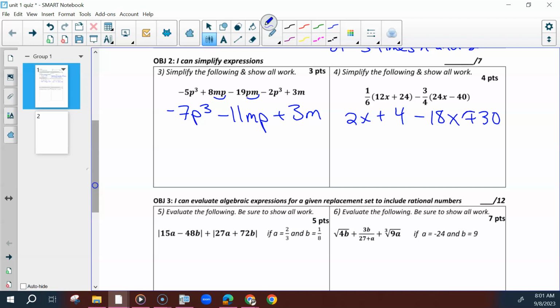Some of you did not put this as a plus, which changed your whole answer. So double check your math always. And then combine your like terms. So the 4 points were: did you distribute this first part correctly? Did you distribute the second part correctly? Did you combine the x's correctly and then the constants correctly? Questions on that?